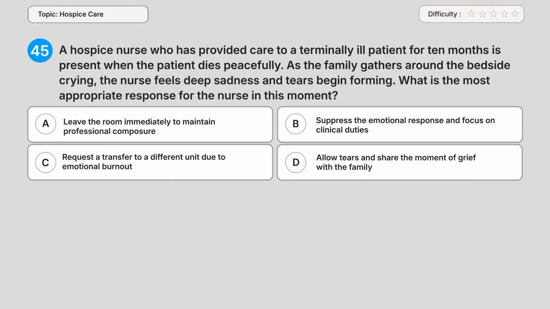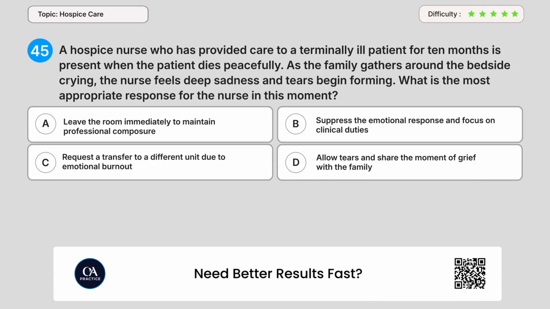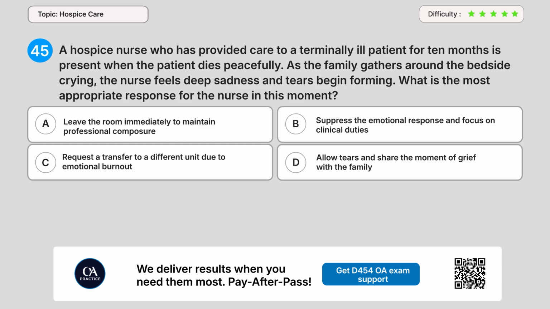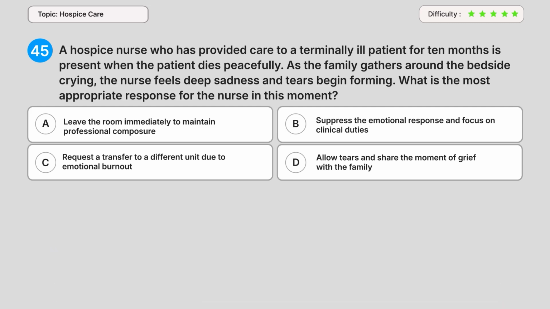45. A hospice nurse who has provided care to a terminally ill patient for 10 months is present when the patient dies peacefully. As the family gathers around the bedside crying, the nurse feels deep sadness and tears begin forming. What is the most appropriate response for the nurse in this moment?